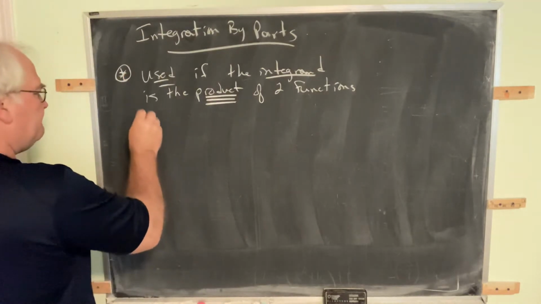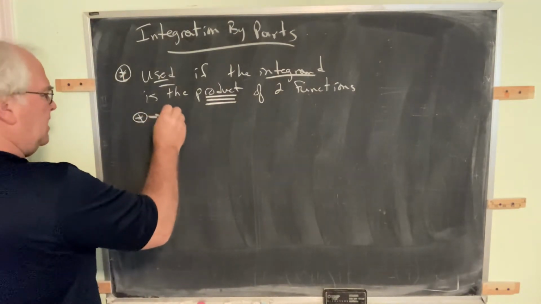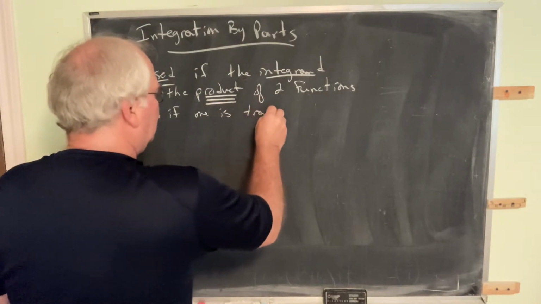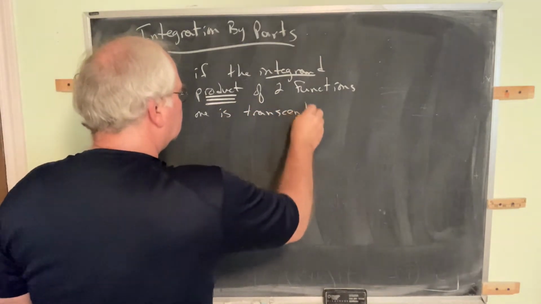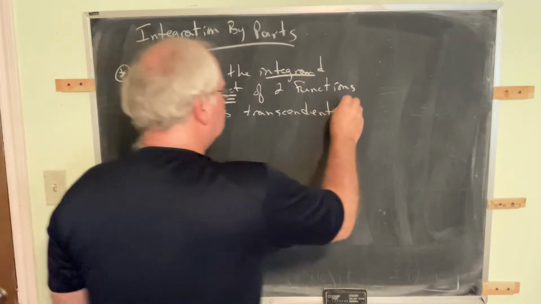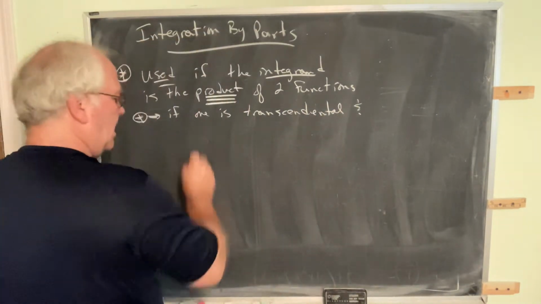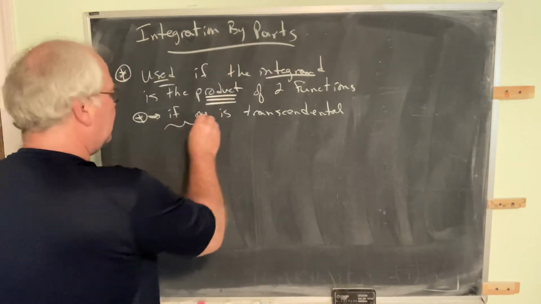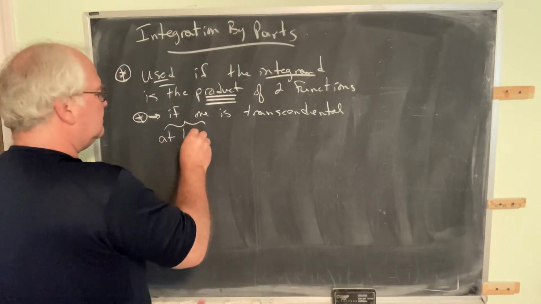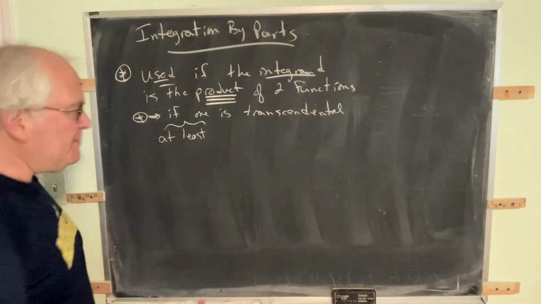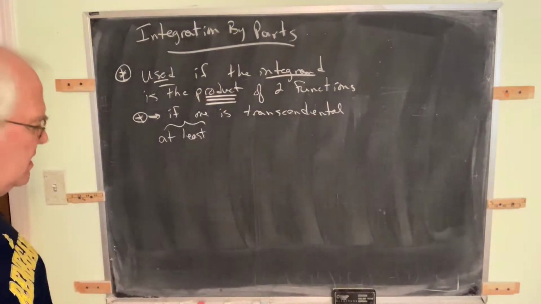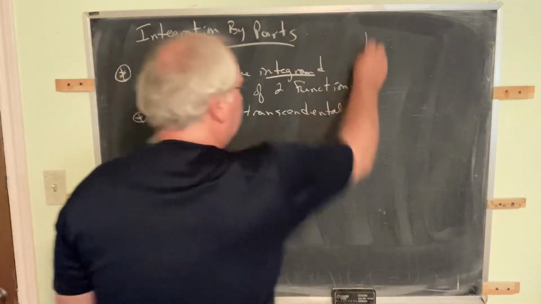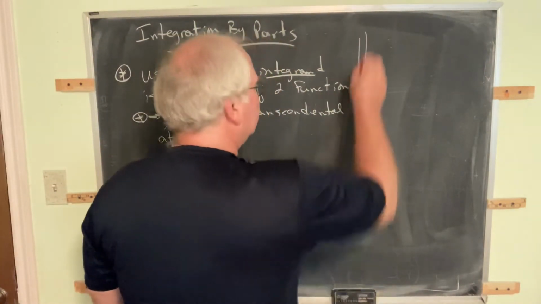Especially if one is transcendental. And when I say that, I should say at least one. They might both be transcendental, but at least one of them is transcendental. So the question is, what might that look like? Well, here are some examples of what that might look like.